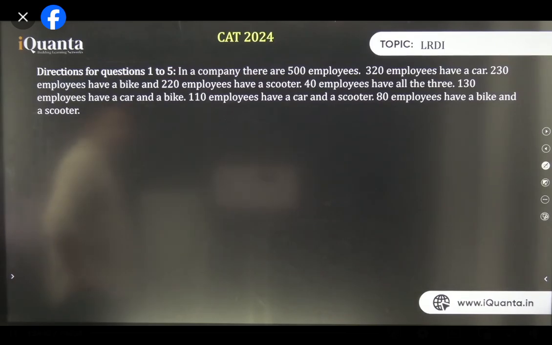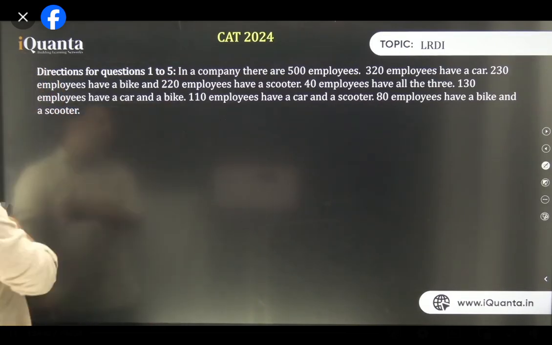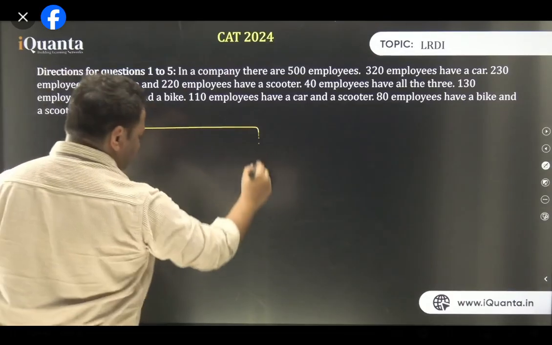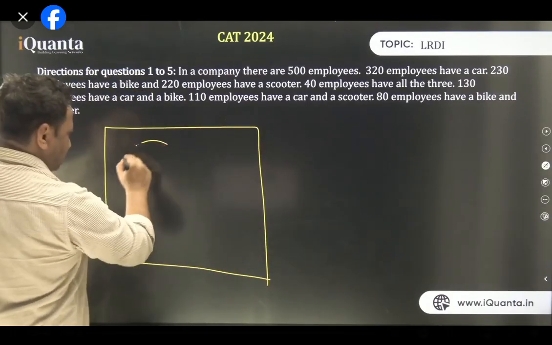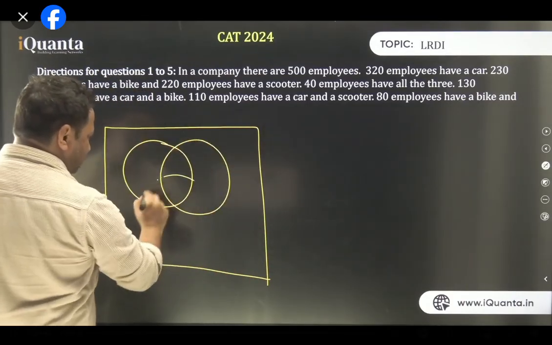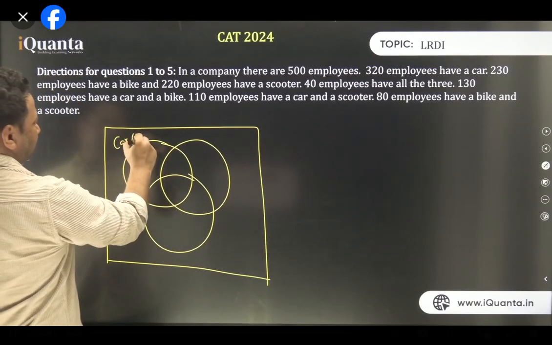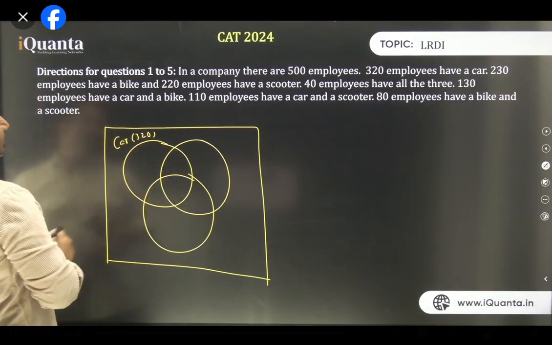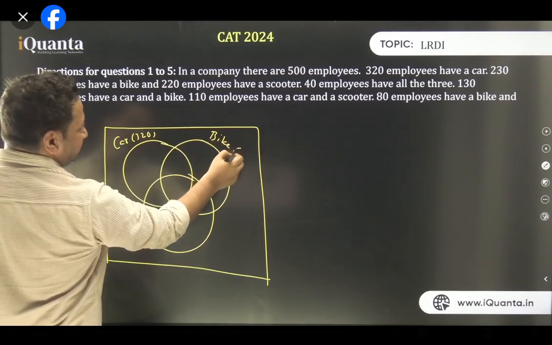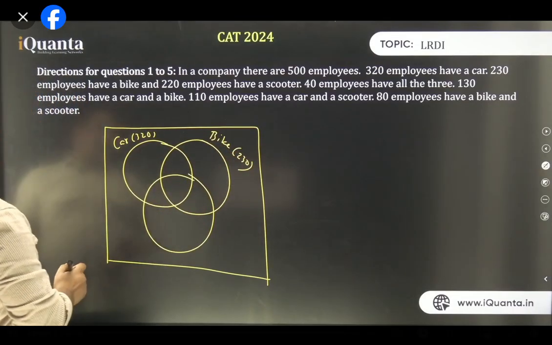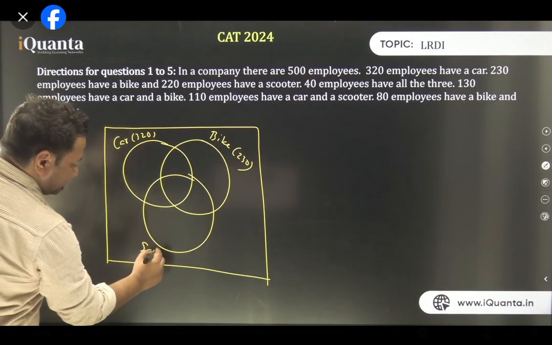Okay. In a company, there are 500 employees. 320 employees have a car. 230 employees have a bike. 220 employees have a scooter.